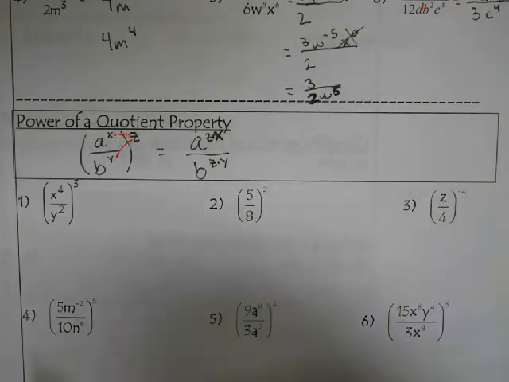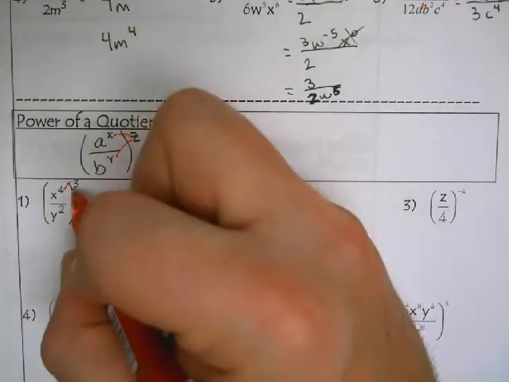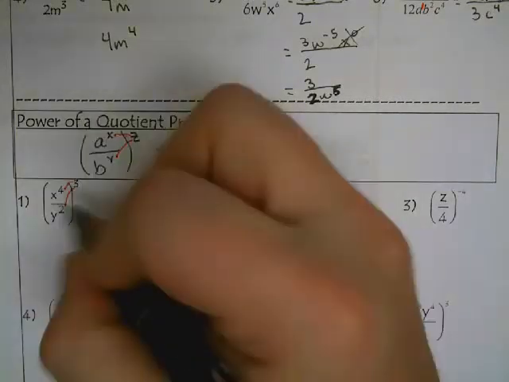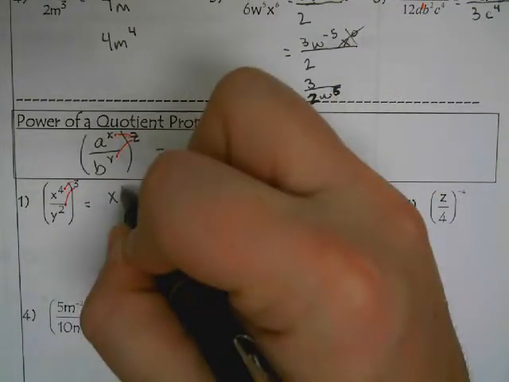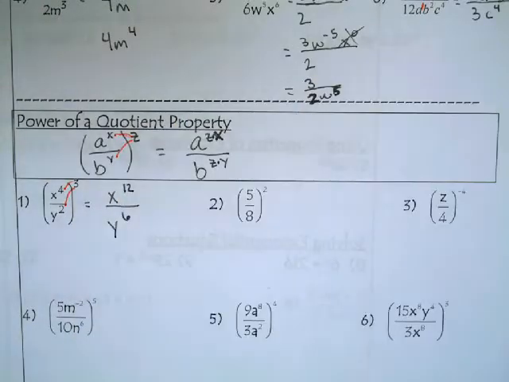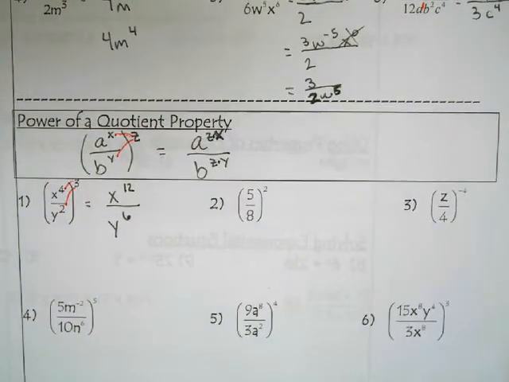So I'm going to take this 3 and I'm just going to multiply it by all the exponents. So we end up with x to the 12 over y to the 6. And we're done. That's all we have to do.